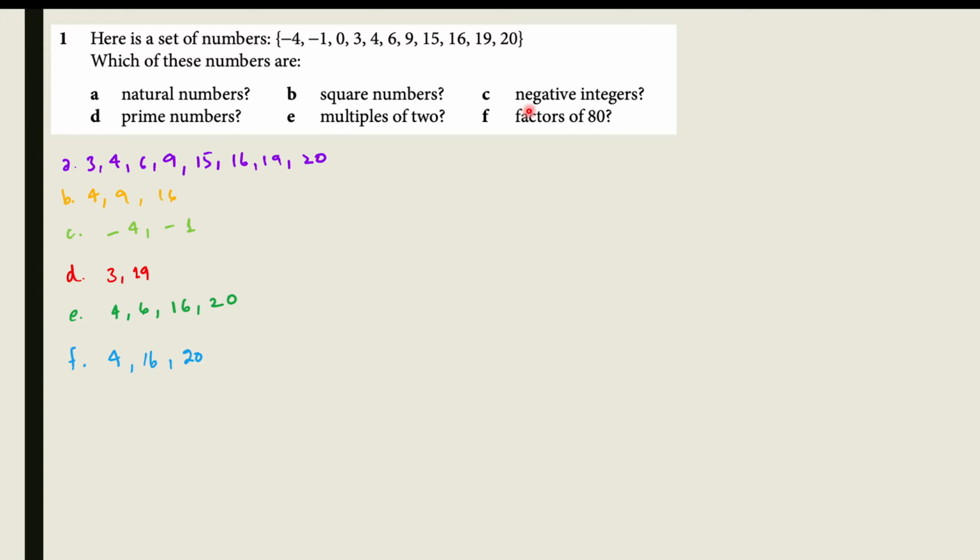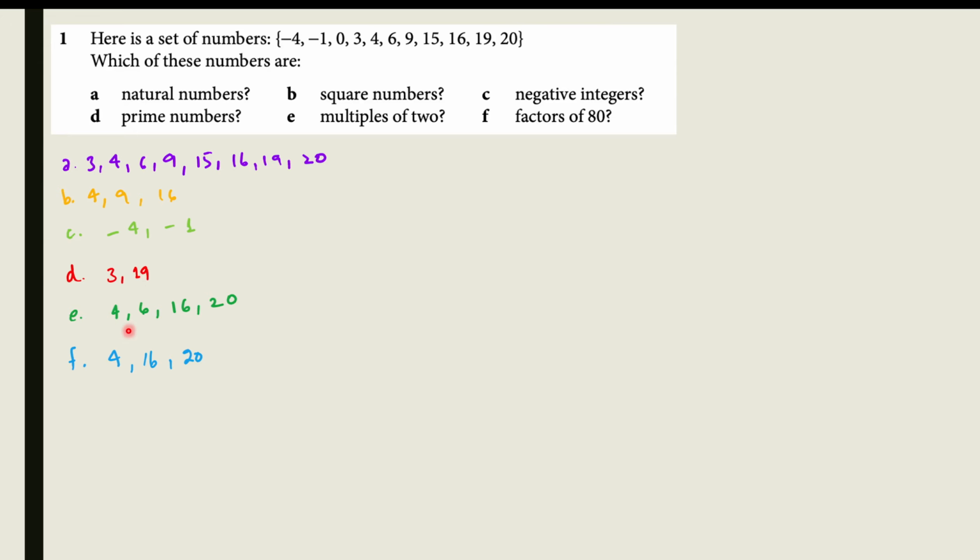Next, we have negative numbers. Negative numbers, we define them as numbers that are less than 0 and have a minus sign in front of them. So in the list, the numbers that are negative integers are -4 and -1. The fourth part asks us about the prime numbers. Prime numbers are the numbers greater than 1 that have exactly 2 factors. That is, the first factor is 1 and the second factor is the number itself. So in the list, the numbers that are prime numbers are 3 and 19.